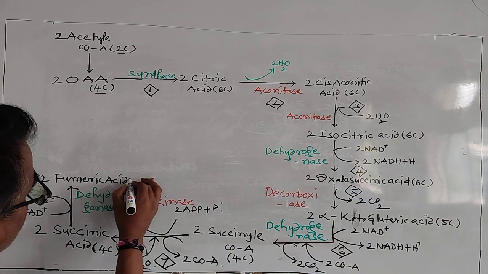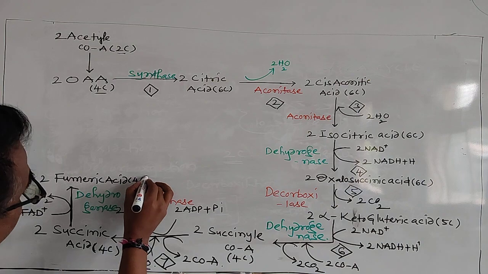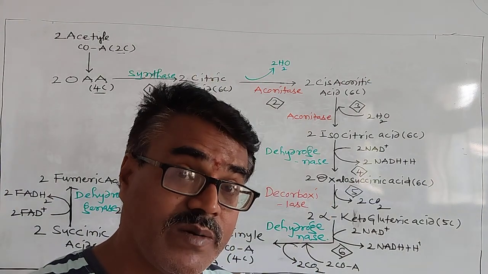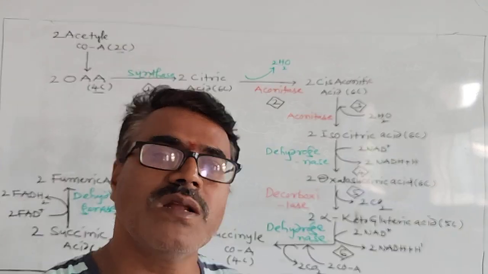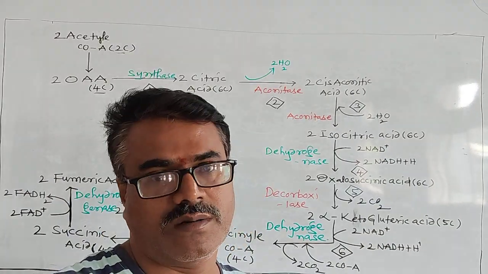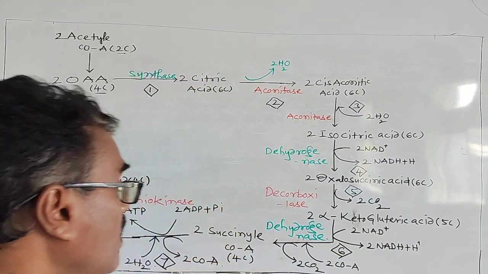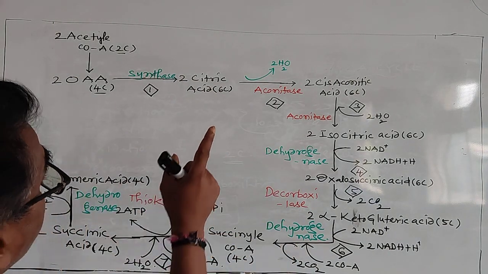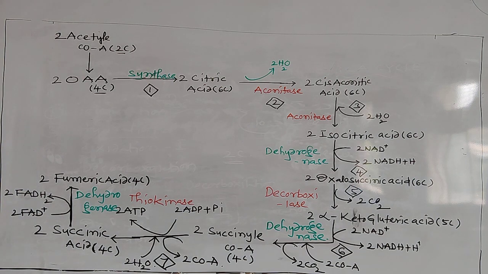This fumaric acid is also a 4 carbon compound. In previous year question papers, they asked the carbon number, so must remember the moles of products and the carbon number of products. This is the 8th chemical reaction. The 8th chemical reaction is complete.